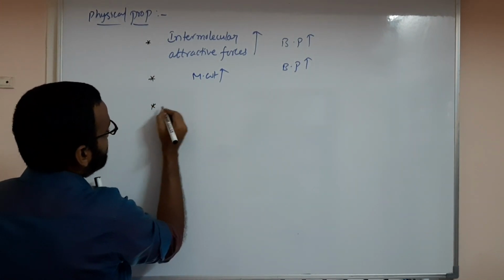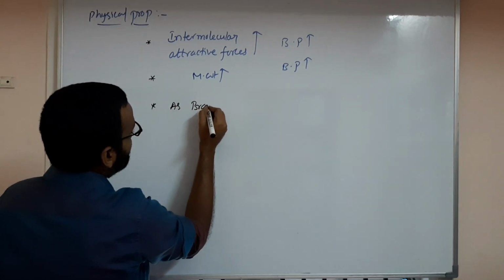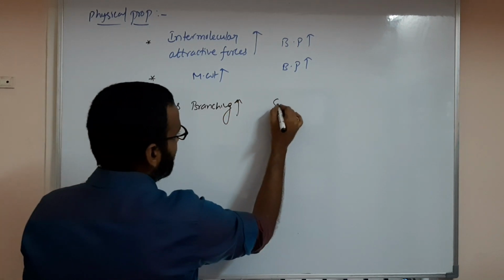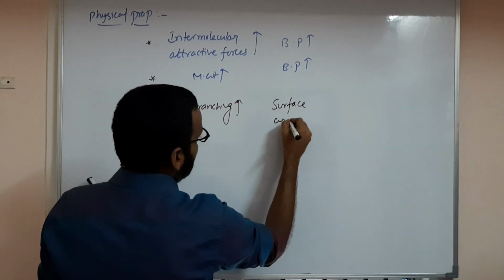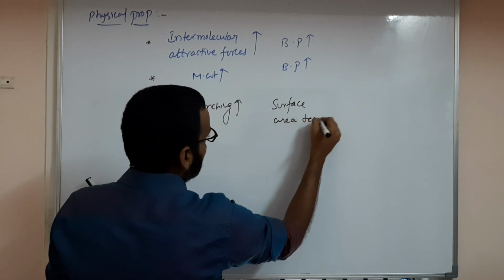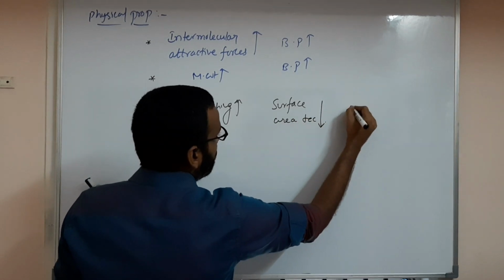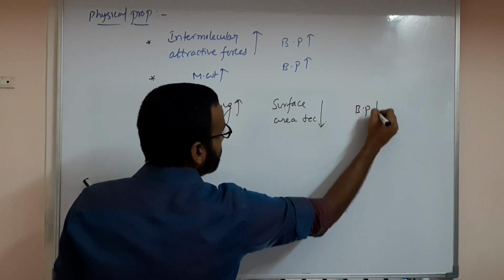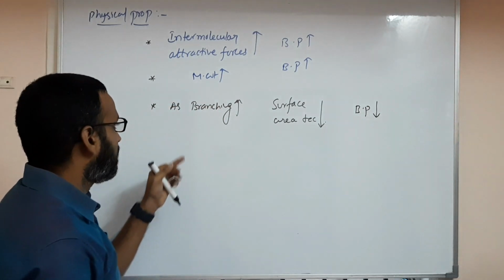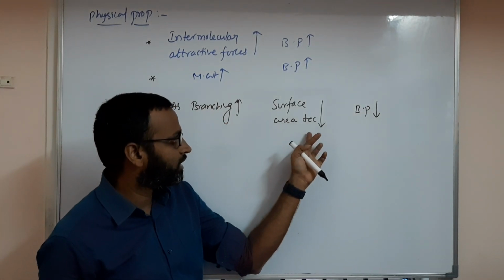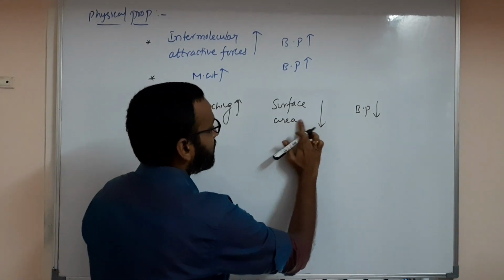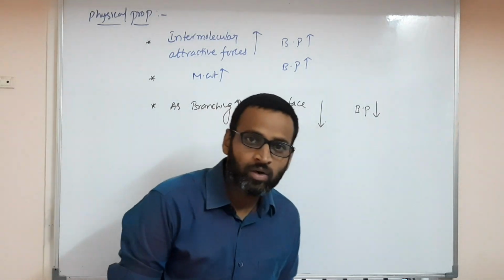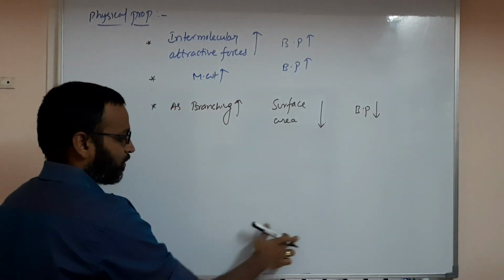What is that? See, as branching increases, surface area decreases. Then the boiling point also decreases. This is very important. So as branching increases, surface area decreases, and then boiling point also decreases. This is the most important thing for us.